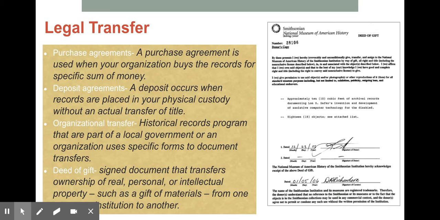You want to make sure that when items are donated or purchased, there's legal paperwork, and that provides that it now belongs to the archive. You do not want to get into a situation where your legal ownership of something in your collection is brought into question.